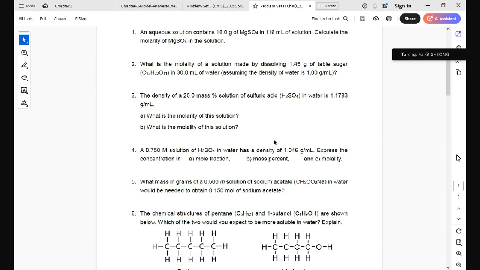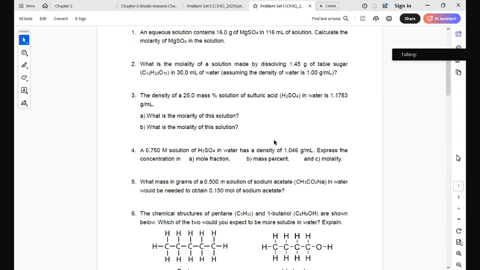So based on the density, you can calculate, for example, if you assume 1 liter or 100 gram or whatever, then you can already get the ratio between what is the concrete mass of sulfuric acid and what is the mass of water. And based on the density, you can get the volume, and also you get the mass of the sulfuric acid. You can calculate the number of moles of sulfuric acid.